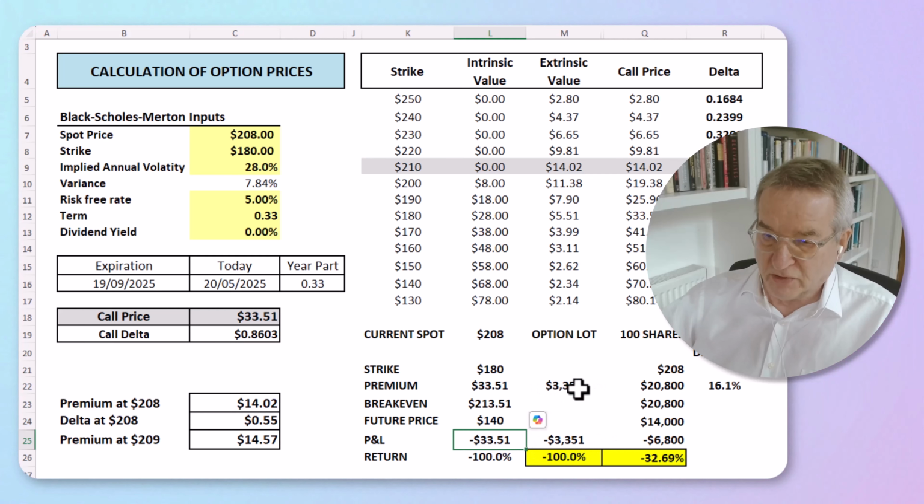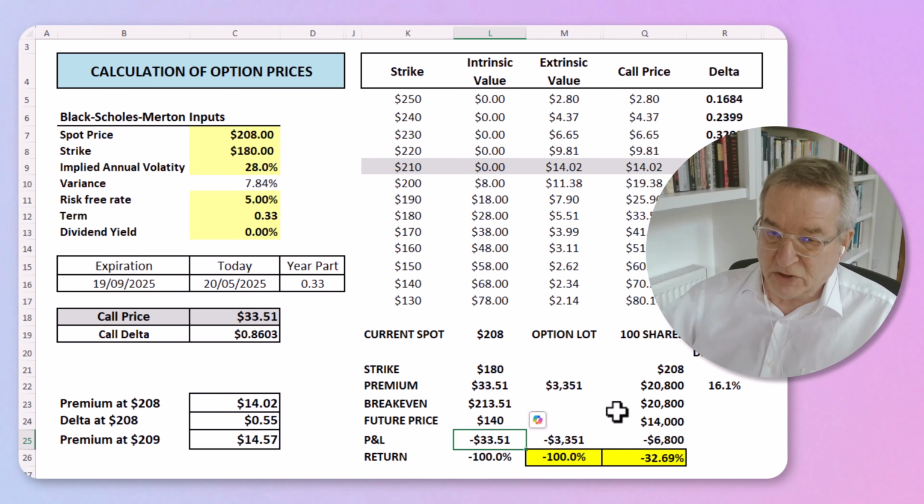We lose the $3,350 that we paid for the option. But that's all we lose. We don't lose any more. The only risk you take when you buy options is that you lose the premium. So that effectively has gone, so it's a $3,300 loss. However, for the purchaser of the shares, their loss actually is $6,800 under these conditions, and that represents roughly a 33% loss.